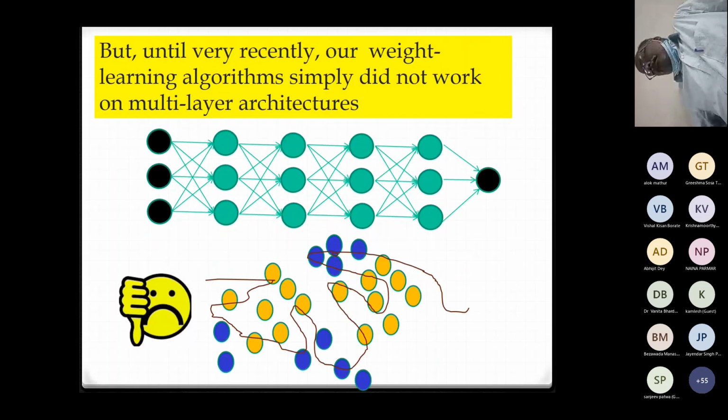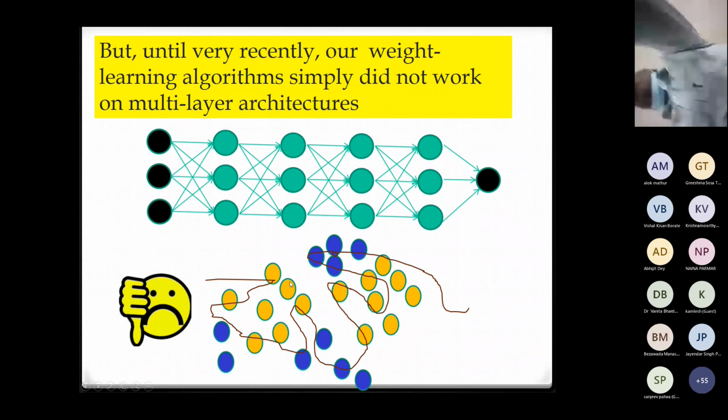Supposing these multiple layers are there, if you get results like that, how you identify them is very difficult. The simple weight learning algorithm did not work on multiple layer architecture. Sometimes it is not predictable and the particular outcomes do not come. Some clusters are of a similar type but not in one cluster. Maybe these values come from here, or this value comes from here and this value from there. Then we get the outcomes in the proper manner.